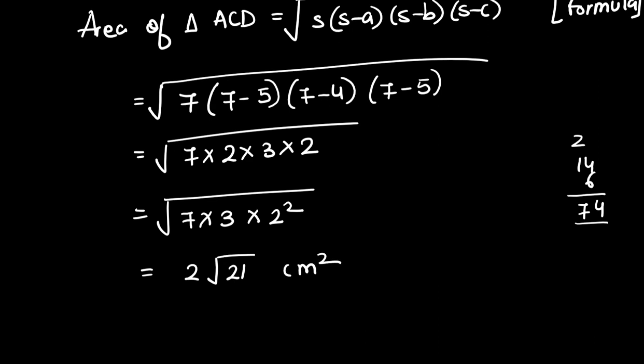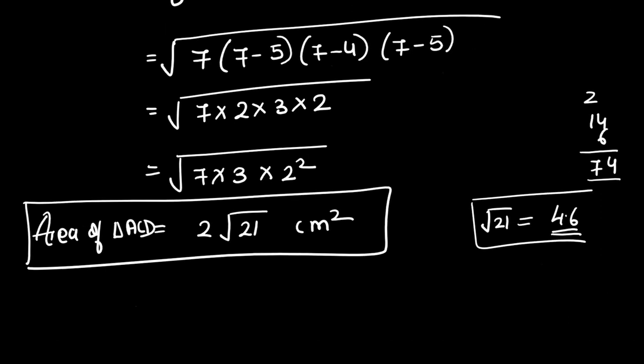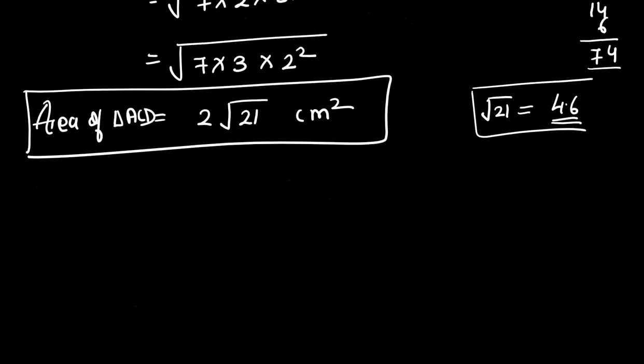Okay, so this is going to be the area of triangle ACD. If in the question the value of root 21 is given, that is root 21 is 4.6, I guess. Yeah, 4.6. If it is given, then only we are going to calculate, otherwise no need. So instead of root 21, you can put this value, then multiply it with 2, and that is going to be the answer. But you can keep it like this also, because in the question it is not given.